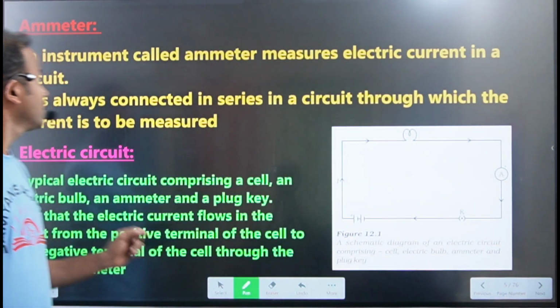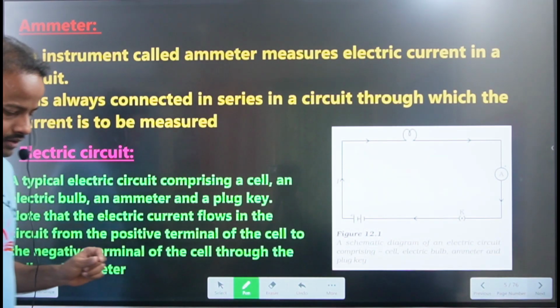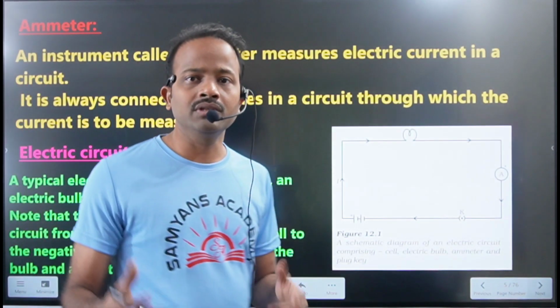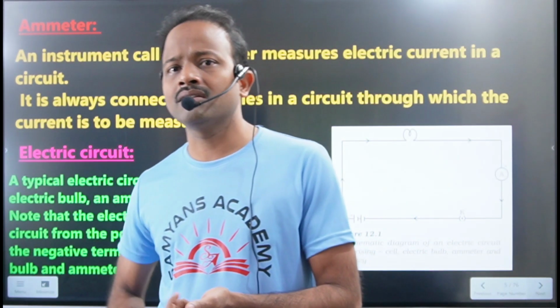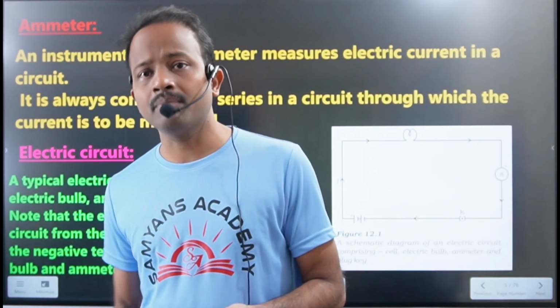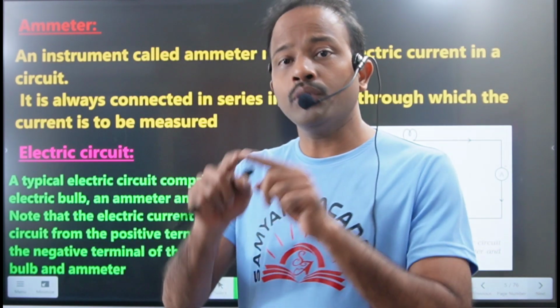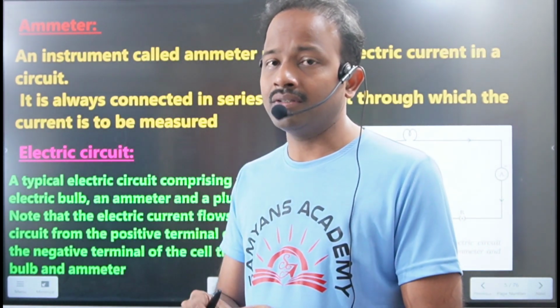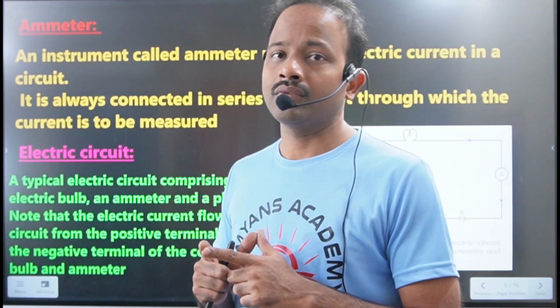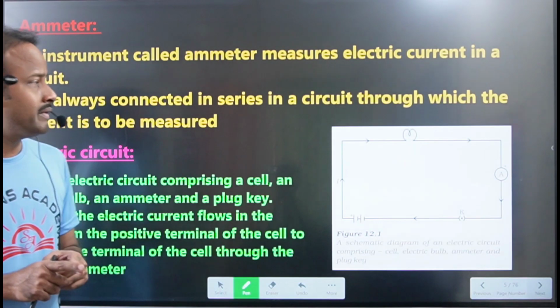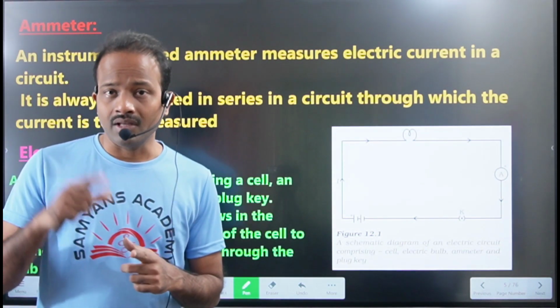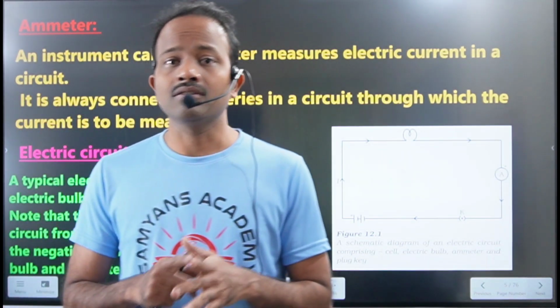Now see here, ammeter. To measure the current, we use the ammeter. By using the ammeter, we can measure the current in amperes, milliamperes, microamperes. Then how do you connect this ammeter in an electric circuit? Always remember, we can connect an ammeter in an electric circuit only in series, not in parallel.